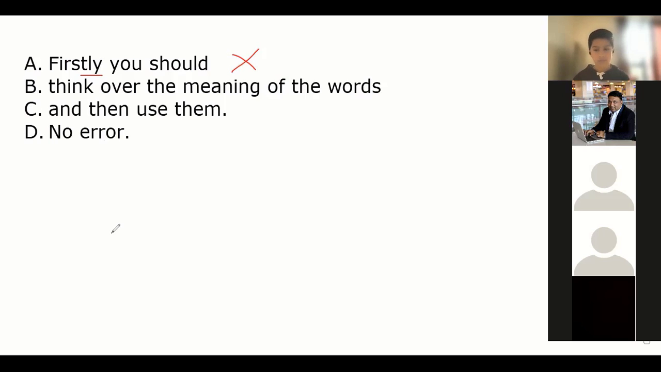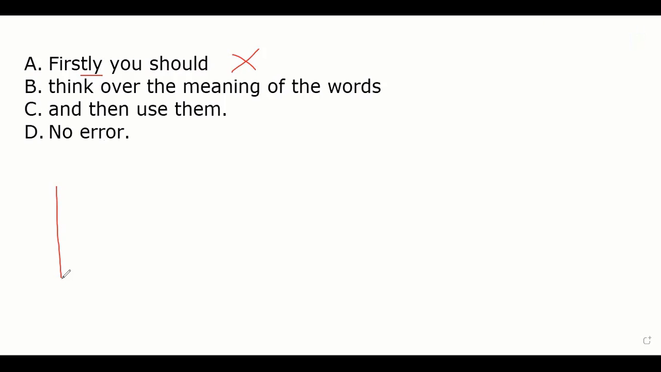Whenever you are telling about three, four things, or more than one incident, or more than one whatever, we say first you should do this, then secondly, thirdly. So this is the problem. First, you should think over the meaning of the words and then use them.